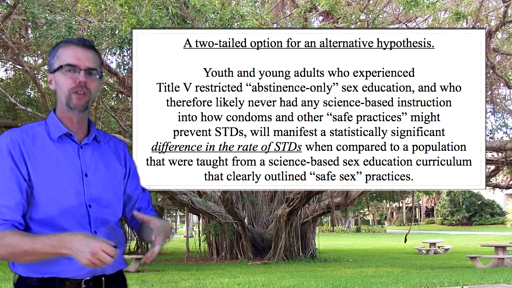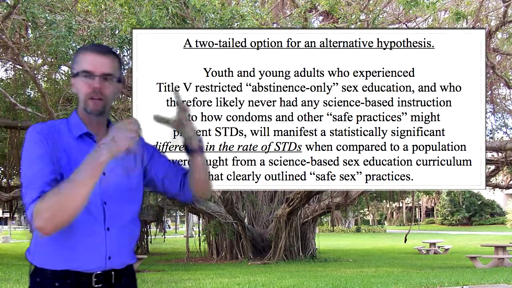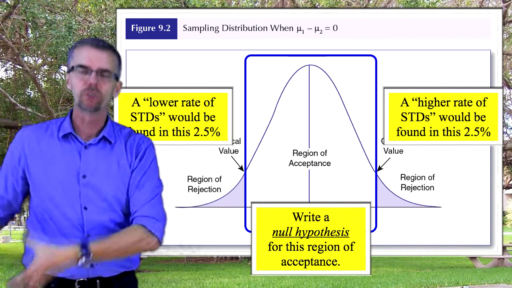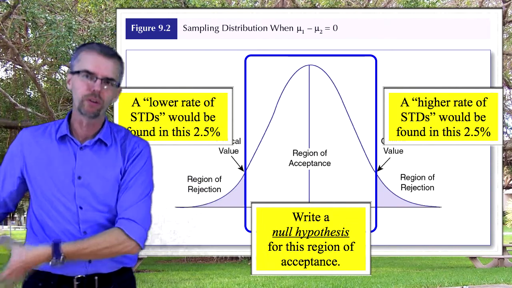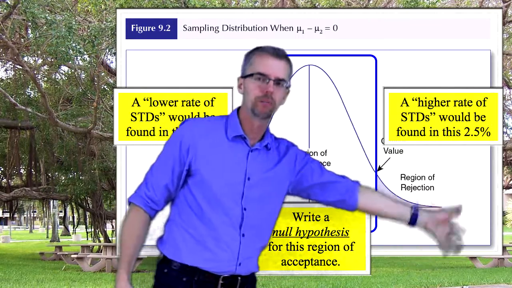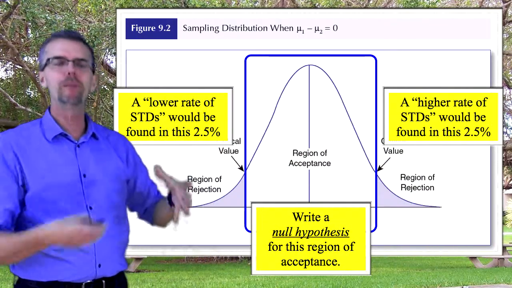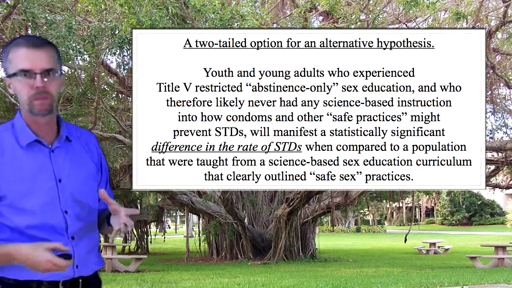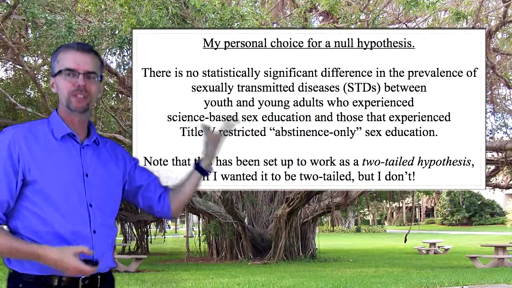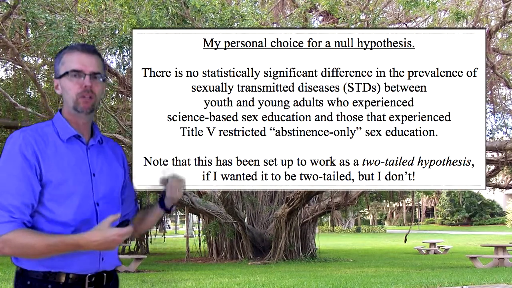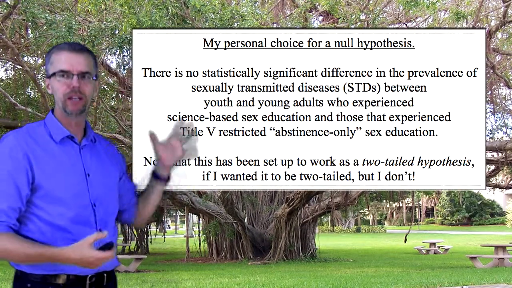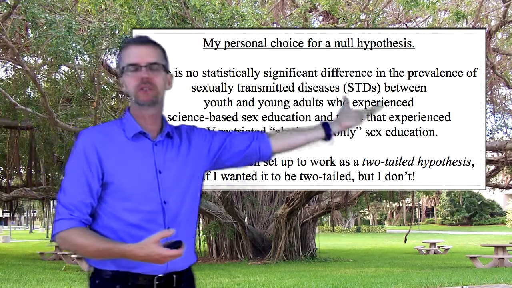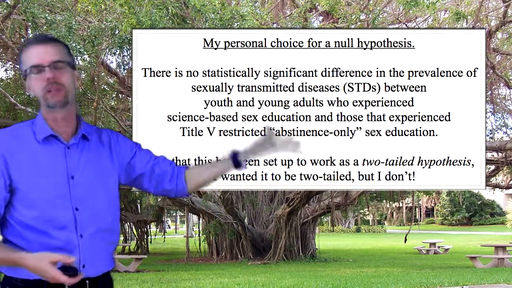So this two-tailed hypothesis states it in such a way that if there is a lower rate of sexually transmitted diseases, we can also reject the null hypothesis because it's lower than we expected. But in my idea here, I'm thinking that it's probably going to be higher. Either way, I'm making a claim that there is a statistically significant difference here. So what I want in my null hypothesis is the absence of that claim. It can't be the opposite. It has to be, there is no statistically significant difference in the prevalence of sexually transmitted diseases, regardless of what kind of sex education you had.